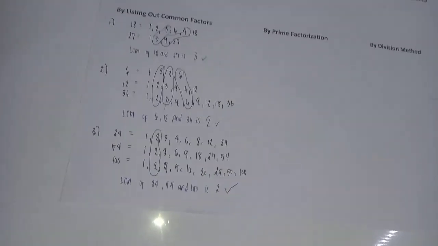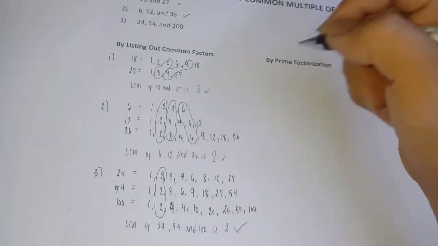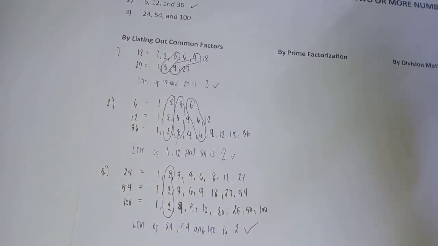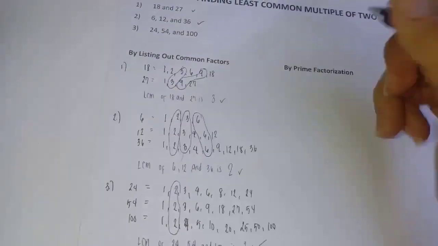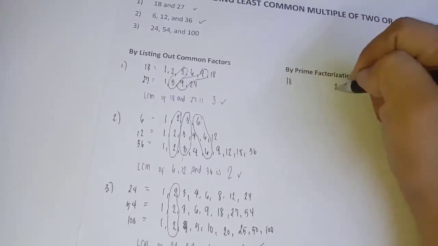Okay, so let's proceed to the prime factorization. Ganun pa rin yung paraan, kukunin natin yung prime factors ng a given number. Okay, so let's begin with 18 and 27.